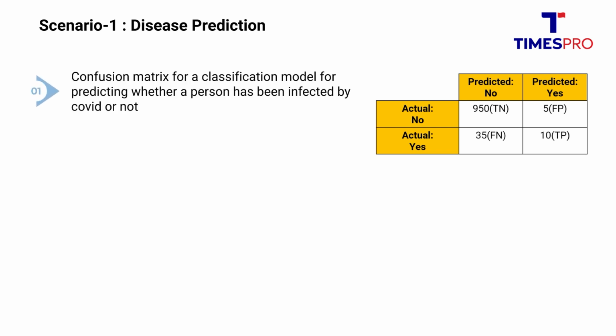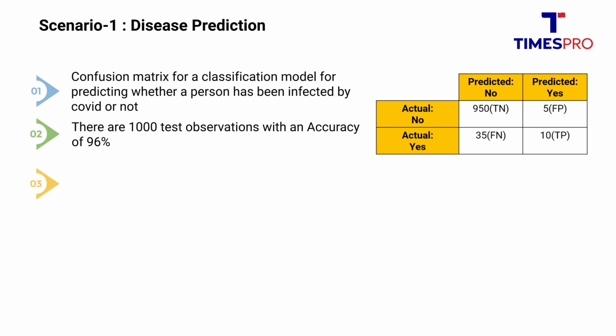Here is a confusion matrix for a classification model for predicting whether a person has been infected by COVID or not. There are 1,000 test observations with an accuracy of 96%. Can we conclude this as the best model which results in such high accuracy? The answer is no, we cannot. Let's try to understand this in more detail.